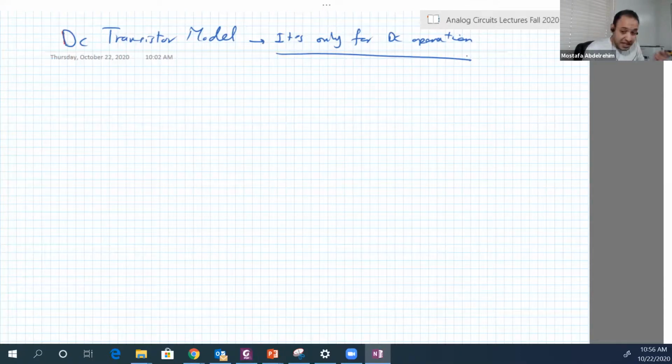But the caveat here is that it's valid for DC operation. If the inputs have some sort of AC component, you can't use it. Only for DC. Okay, so let's see what this model will actually be. So first, for the active region.